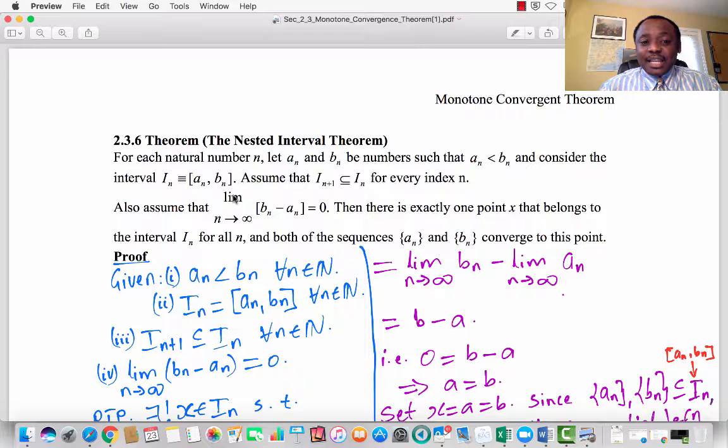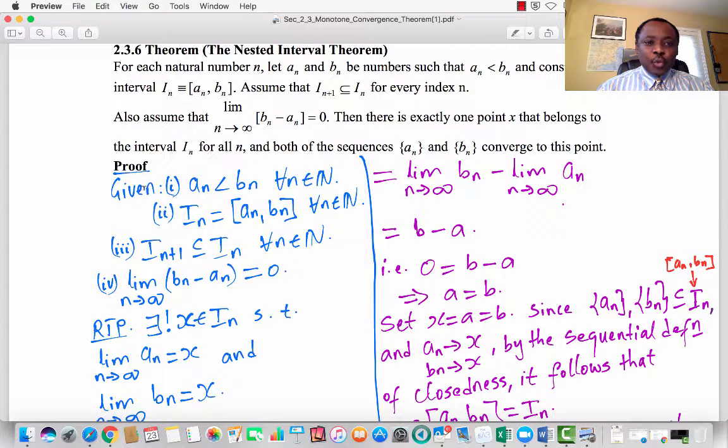Also assume that the limit as n approaches infinity of bn minus an equals 0. Conclusion: then there exists exactly one point x that belongs to the interval In for all n, and both sequences an and bn converge to this point x. So let me put together all the facts and what we are trying to prove.